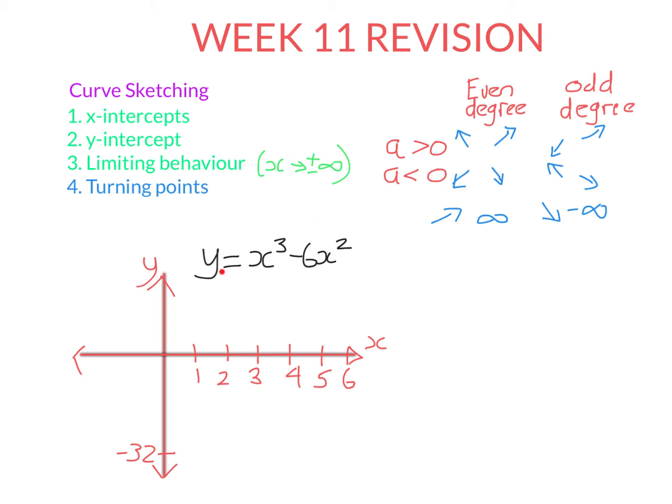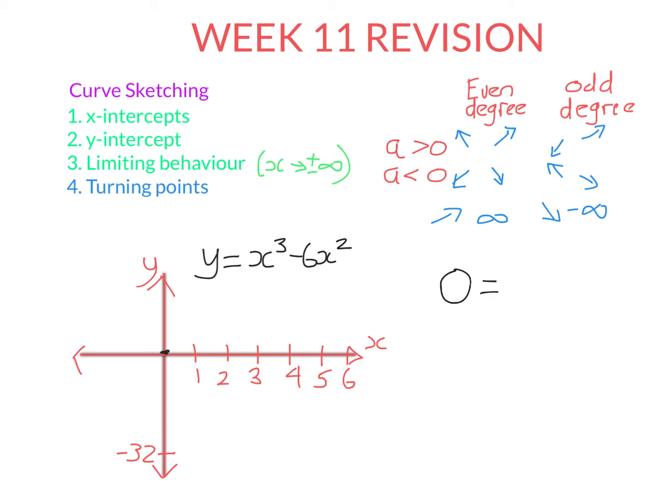So if I want to graph this, the y-intercept is always the value of the constant. Now, because this polynomial doesn't have a constant, the y-intercept will be 0. So I'll mark that. Now we'll find the x-intercepts. Now you can use your graphics calculator to do this, but this one's really easy.